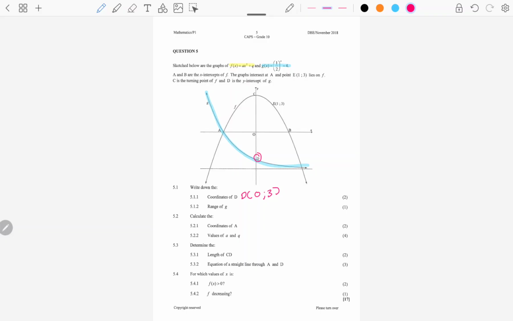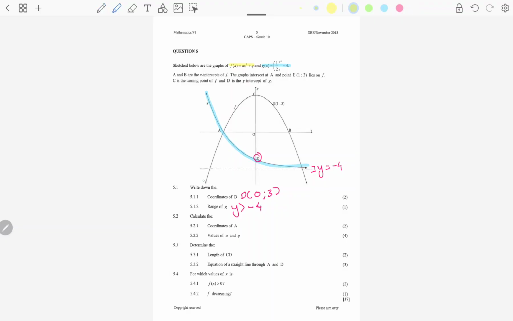Now they want us to write down the range of g. When they're asking the range, they're asking the y values. So which values of y is g of x true? So g of x goes all the way until this asymptote here. And we know from the equation that the asymptote is equal to -4. Therefore, g is true for all values of y that are more than -4, which means we will write it like this. That's that.